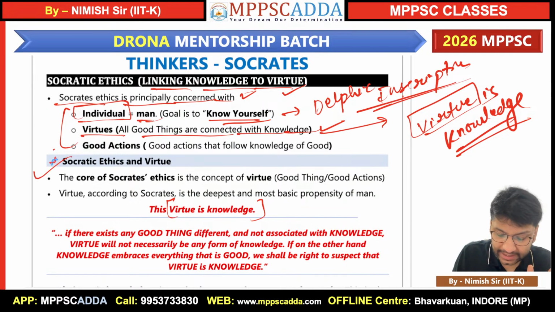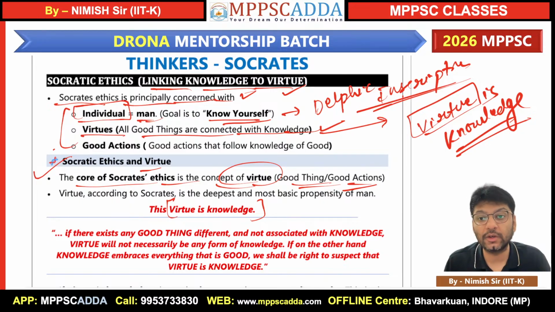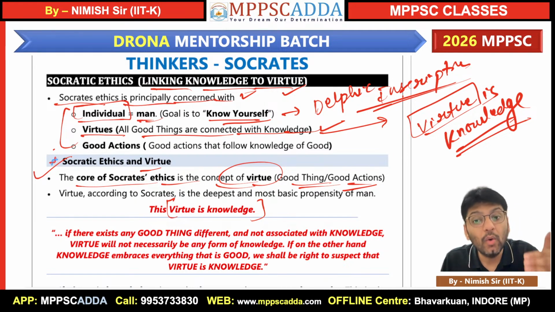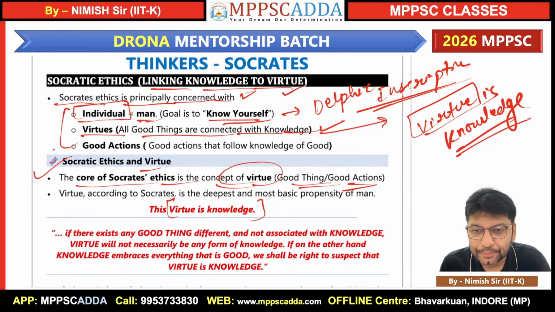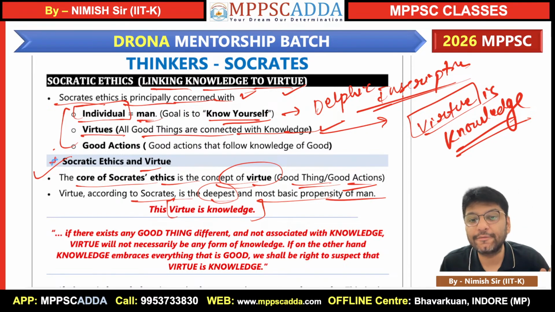Next point, Socratic ethics and virtue. The core of Socratic ethics is the concept of virtue, that is good thing, good action. That's what I just discussed, that virtue means good action. And the more you do good action, the more goodness will come in you, the more good character you will have. That is the whole meaning, right? So virtue, according to Socrates, is the deepest and the most basic propensity of man. Deepest and the most basic propensity of man. What does it mean?